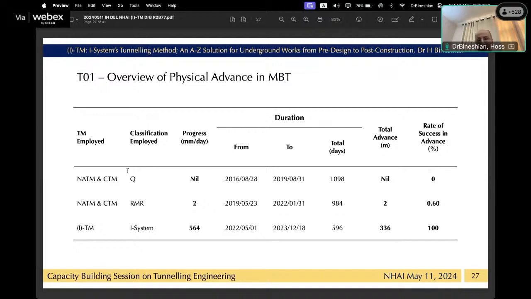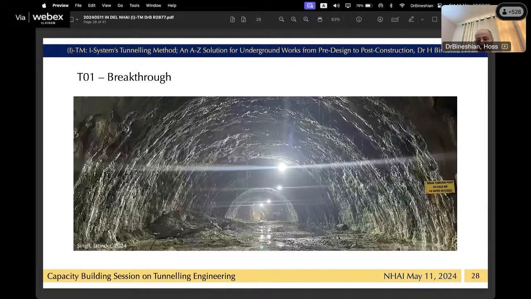This is the breakthrough slide on 20th December 2023.